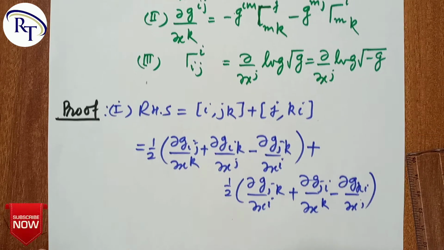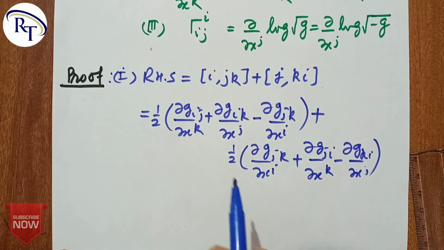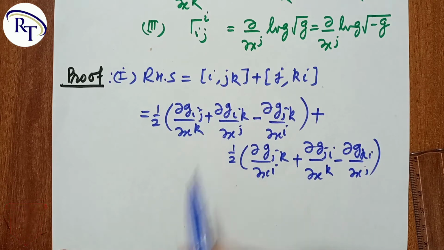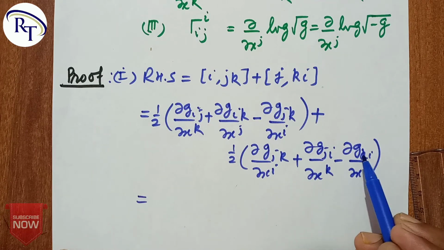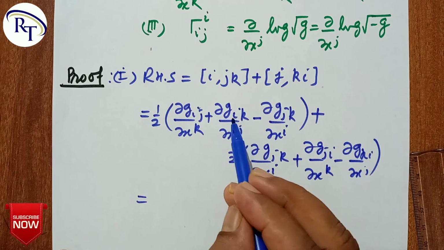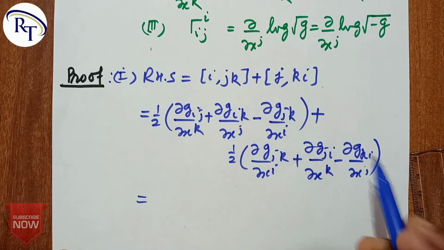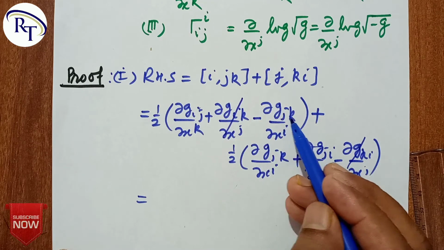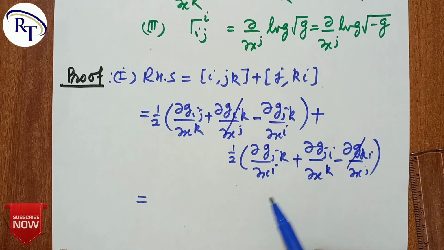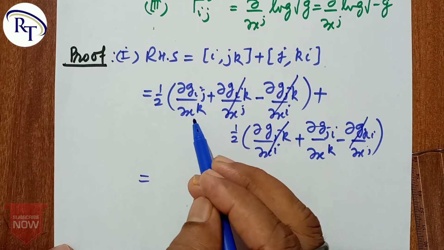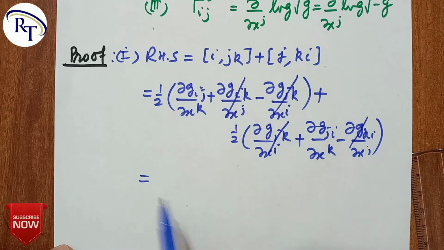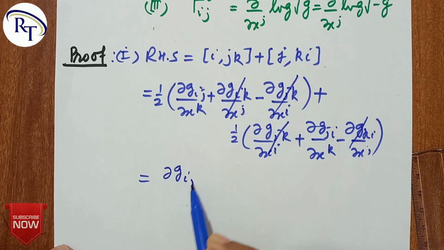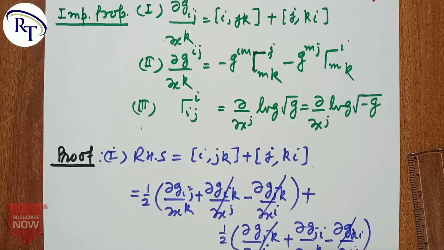Now by using the property that the metric tensor g_ij is symmetric, g_ik equals g_ki, so this is minus and this is plus. Similarly, the ∂g_jk/∂x^i terms cancel as well. So 1/2 ∂g_ij/∂x^k plus 1/2 ∂g_ij/∂x^k gives ∂g_ij/∂x^k, and hence proved. Now what is the second property?